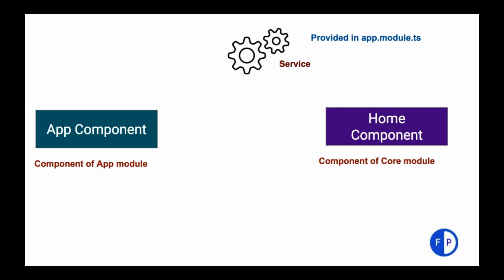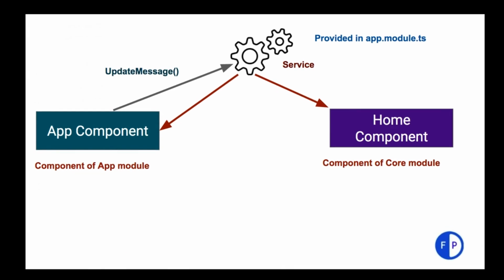And the service has been provided into the app module. So the moment app component will update the message, the service will broadcast this message to its subscriber, which is app component and home component, and vice versa. For example, if home component will update the message, it will be again broadcasted to app and home component both. All right, so let's see this in action.